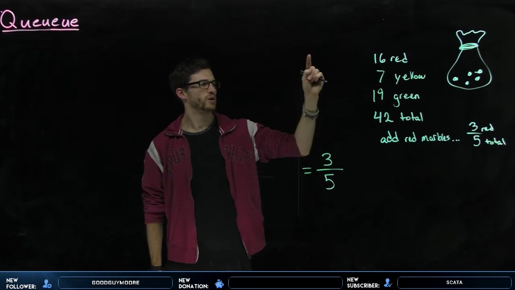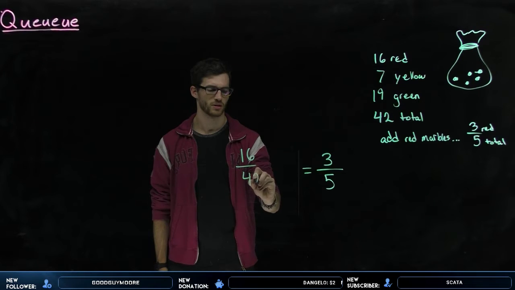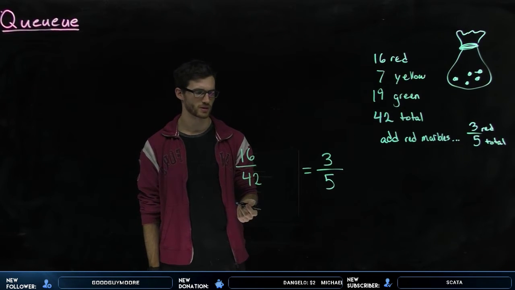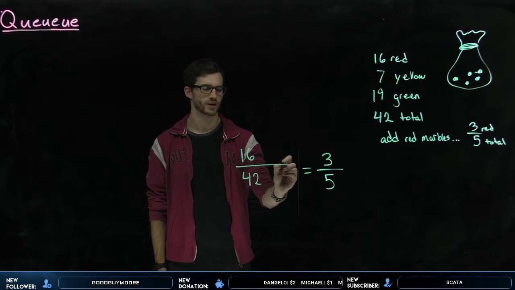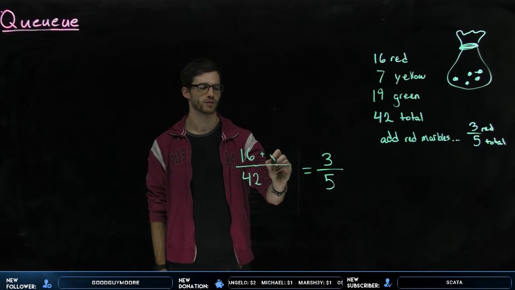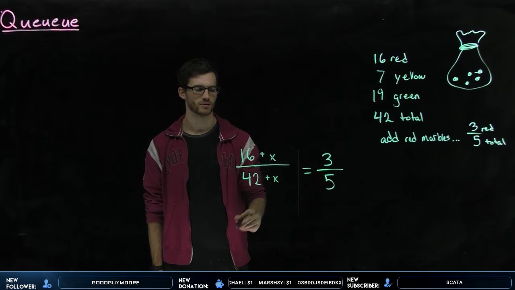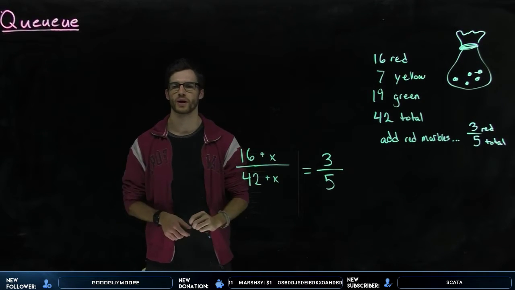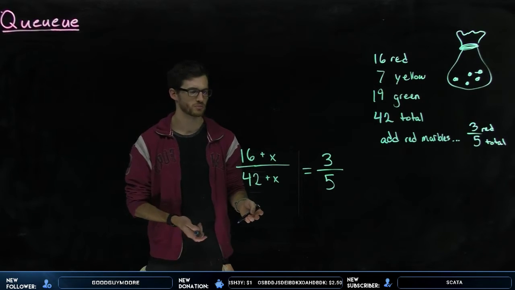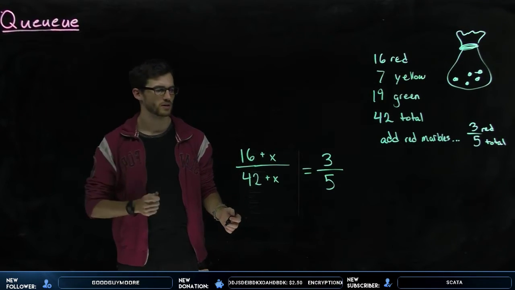So we're at 16 out of 42 originally, which is not 3/5. I don't know what it is, but it's not. So we're going to add some red marbles. Let's say that we add x marbles. If we're adding x red marbles, we add that to the red, but we also add that to the total. This is your equation. It doesn't look like a normal equation, but it is. So we can cross multiply here.